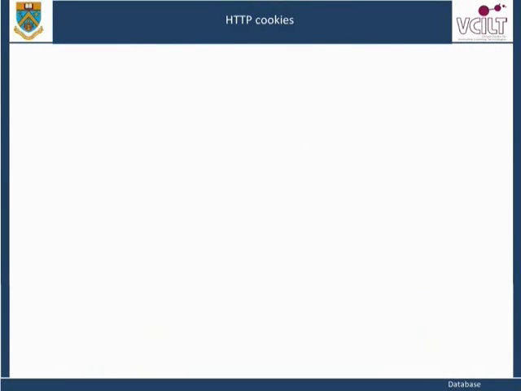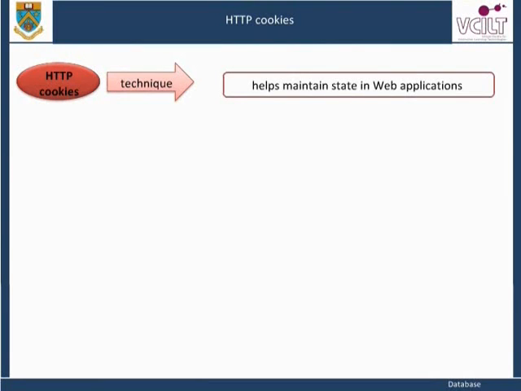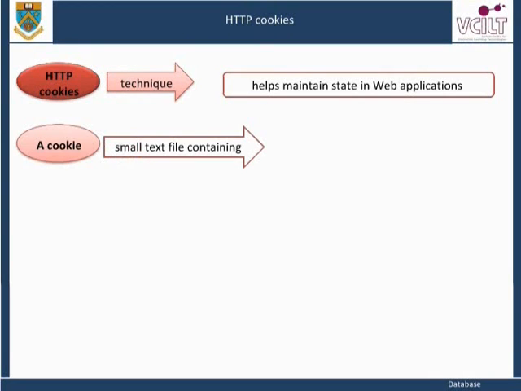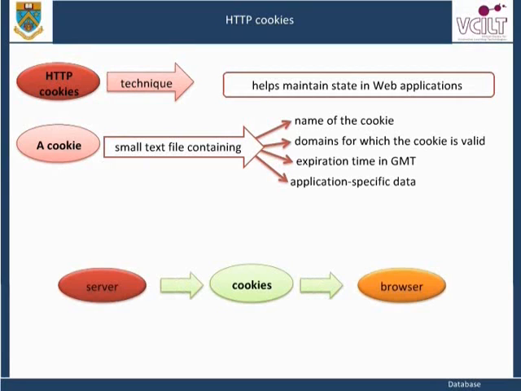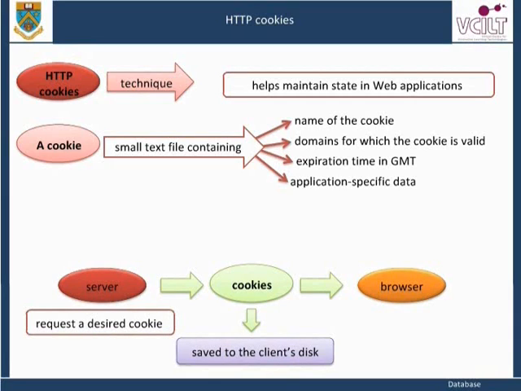HTTP cookies. An HTTP cookie is a technique that helps maintain state in web applications. A cookie is in fact a small text file containing the name of the cookie, domains for which the cookie is valid, expiration time in GMT, and application-specific data such as user information, etc. Cookies are sent by the server to the browser and saved to the client's disk. Whenever necessary, the server can request a desired cookie from the client.